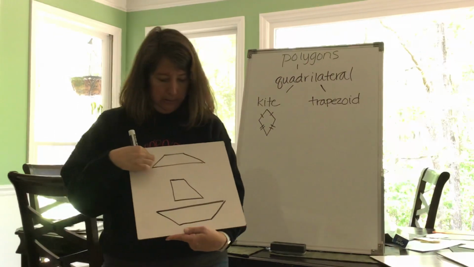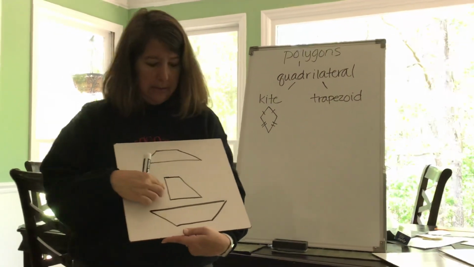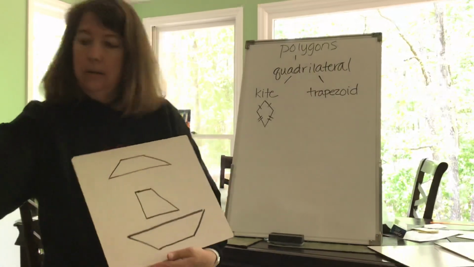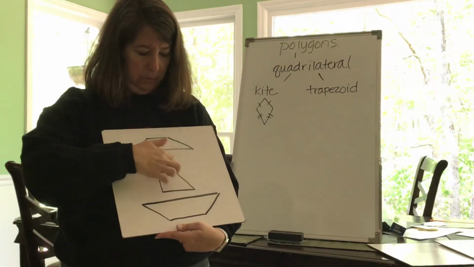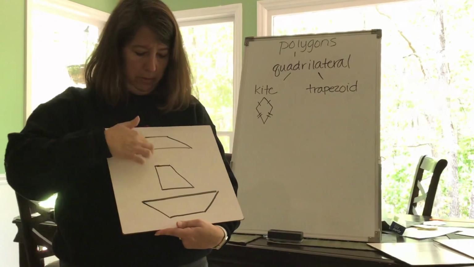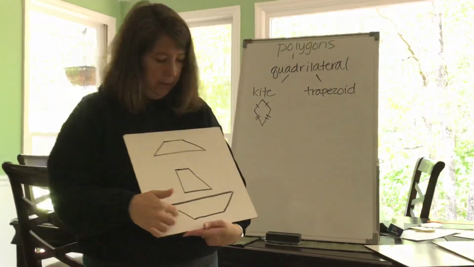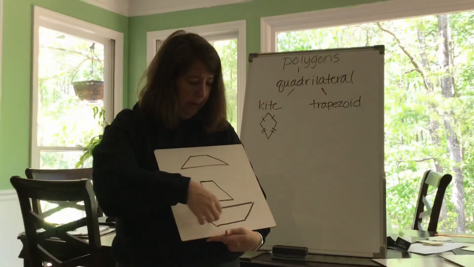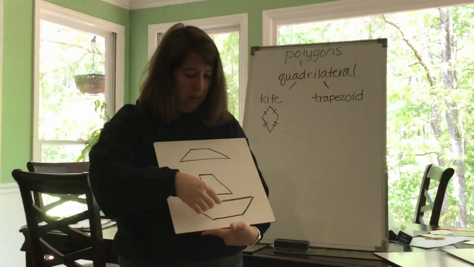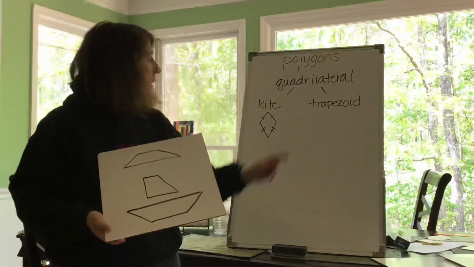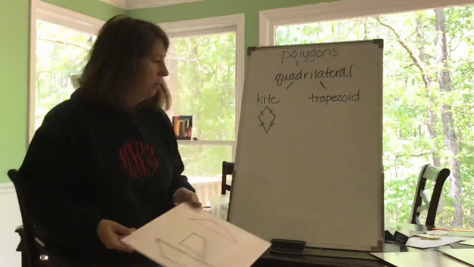Trapezoids can look like this. Here's a trapezoid. You can see their parallel sides are the top and bottom here. These are not parallel because this one would come and cross this one over here somewhere. This is also a trapezoid. The parallel sides are the top and bottom, and the sides here would cross if you continued going down. So remember, a trapezoid is a special type of quadrilateral.